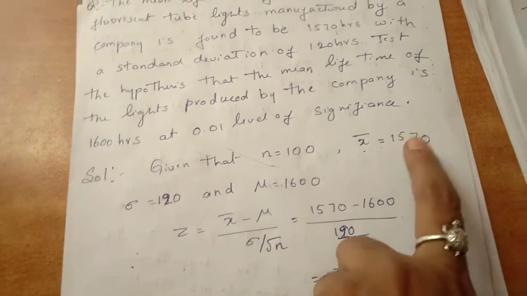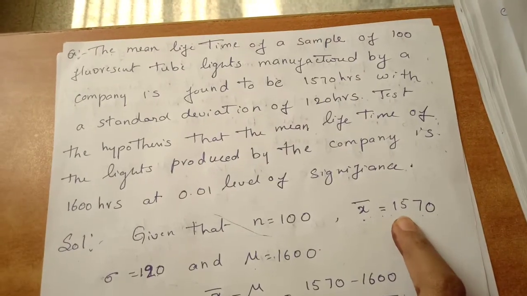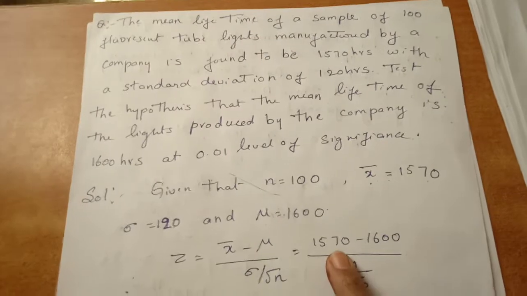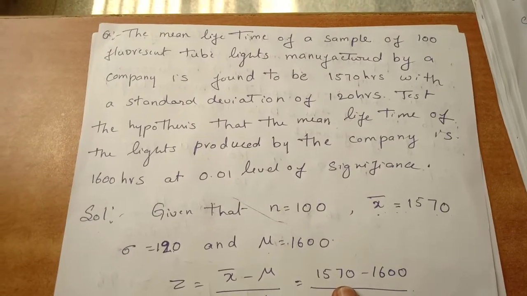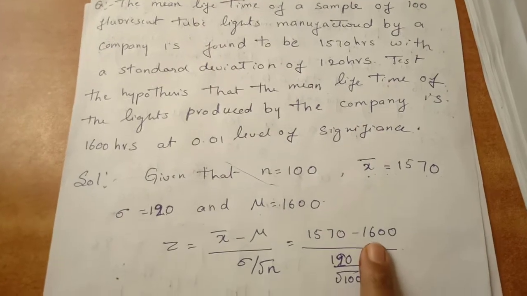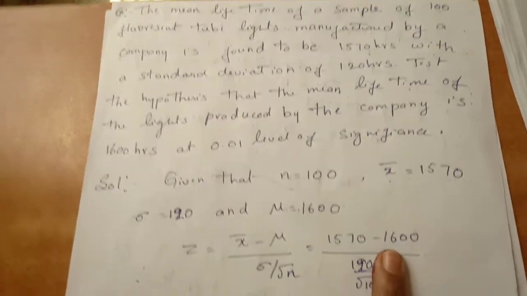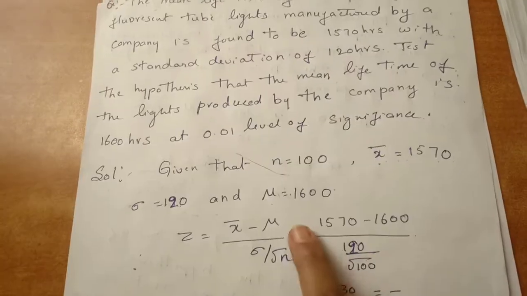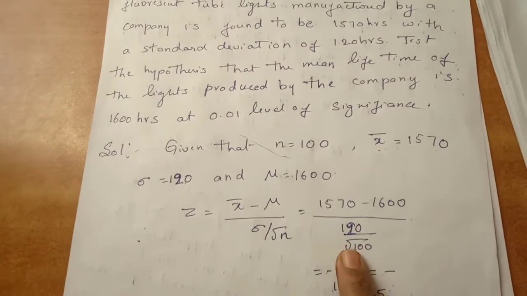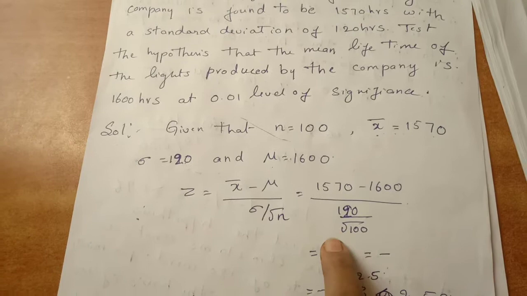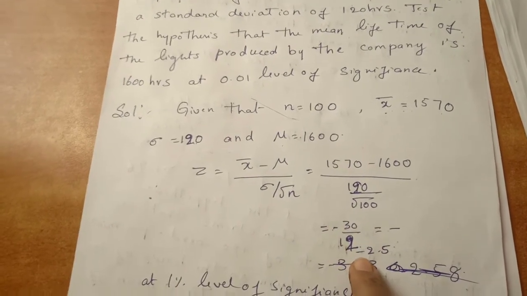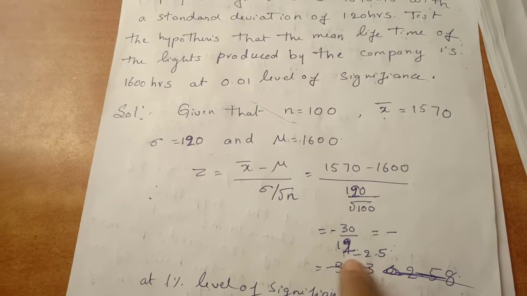X bar is what the company manufactured: 1570 hours mean life of 100 fluorescent bulbs. And our assumption is that the mean life of 100 fluorescent bulbs is 1600. That is mu, divided by sigma, which is 120 divided by root 100, that is minus 30 by 12, that is minus 2.5. Now this is your z value.